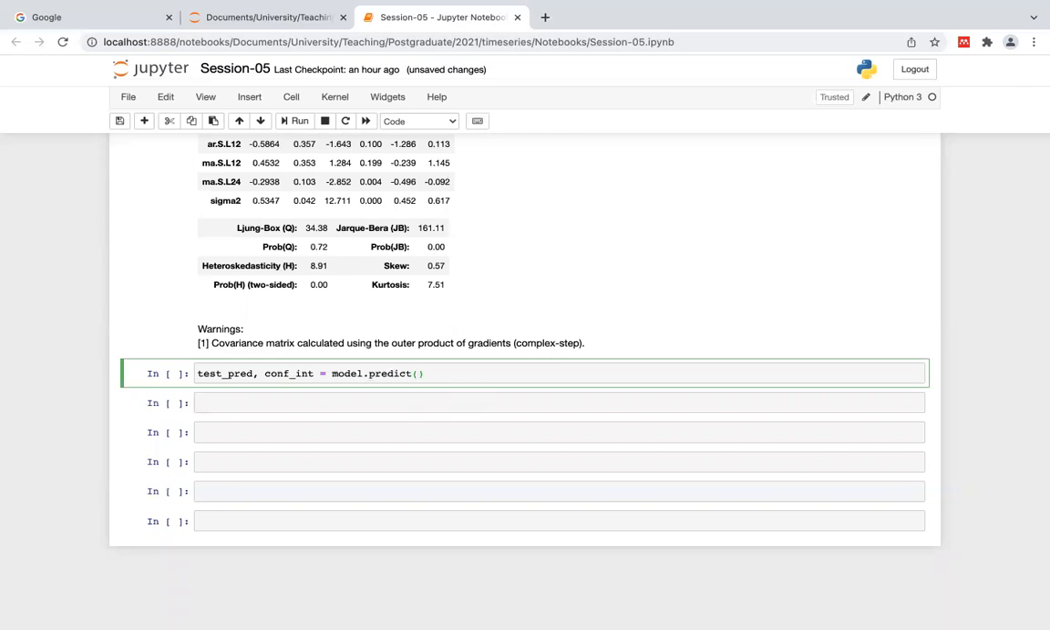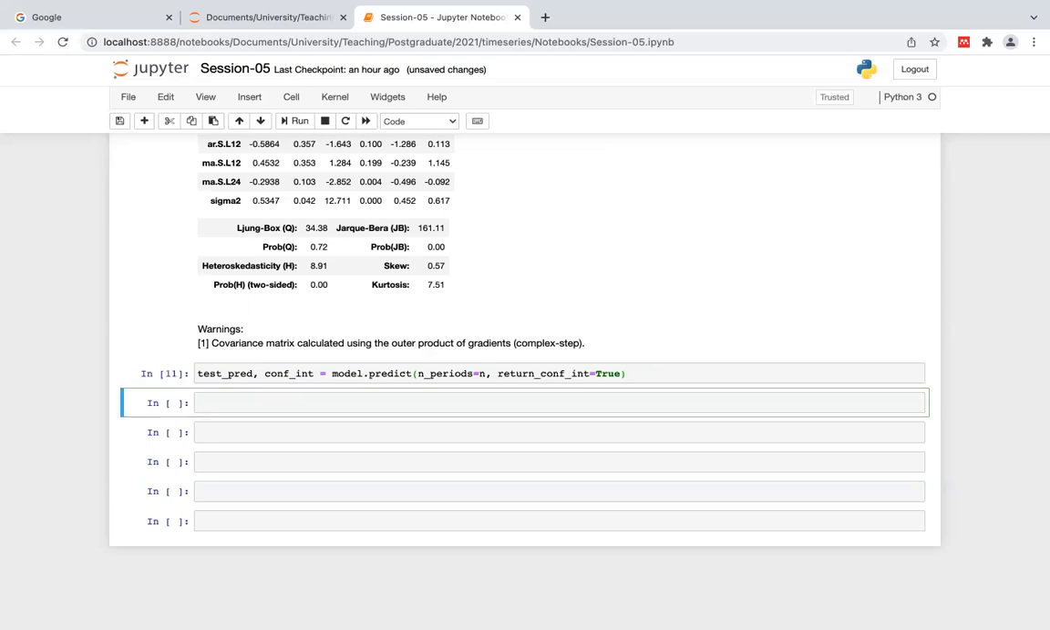Then there are several parameters, like periods. Actually, it's the number of our test data. It's equal to 12, which means n. Then we want to collect the confidence interval, so I set return_conf_int to true. Then I can collect it to here. Okay, right.